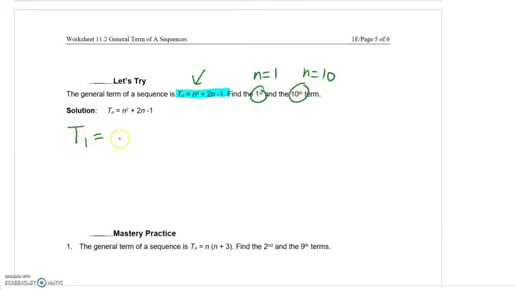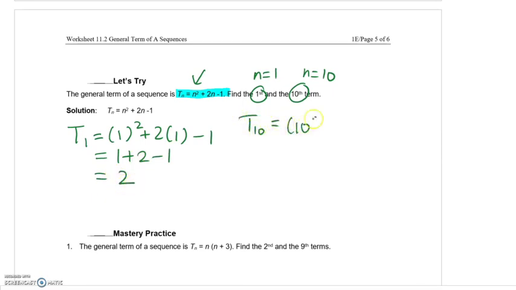So t1 is equal to 1 squared plus 2 times 1 minus 1. This is just 1 plus 2 minus 1. You get 2. And t10 is 10 squared plus 2 times 10 minus 1 equals 100 plus 20 minus 1. So you get your answer 119.